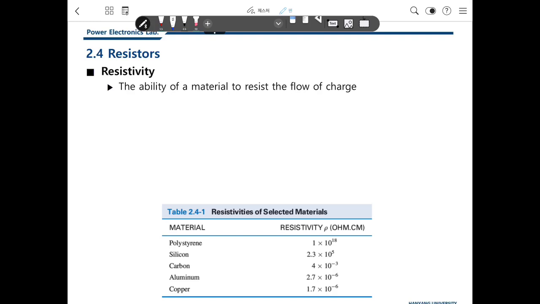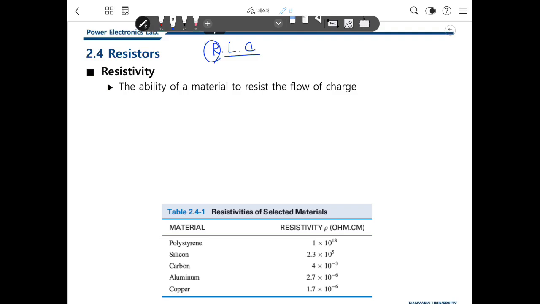The next is the resistors. In an electric circuit, there are three basic elements: R, L, and C. In this semester, we will deal with L and C, maybe in chapters 7, 8, and 9. But before that, we will deal with only R. R is very simple. So what is R?